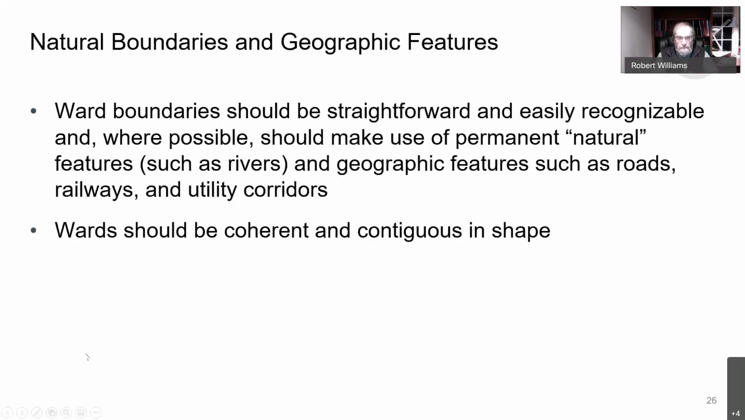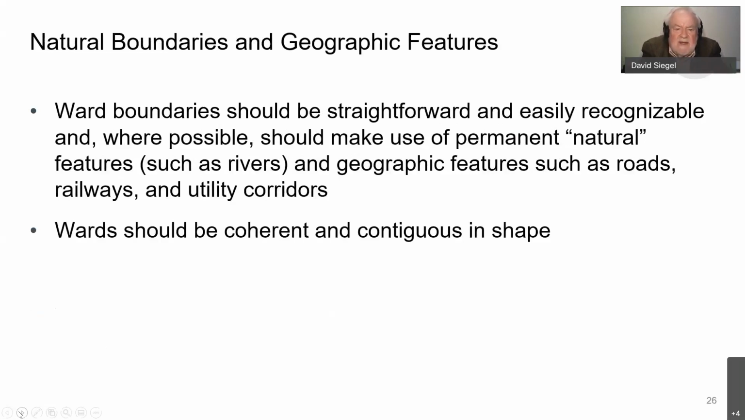The fourth principle then is the idea of natural boundaries and geographic features. What we're talking about here, when we talk about natural boundaries, is things like water courses, rivers, maybe major highways, significant ravines, something like this that provide natural divisions within the city.